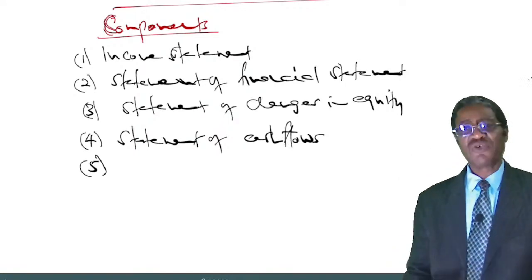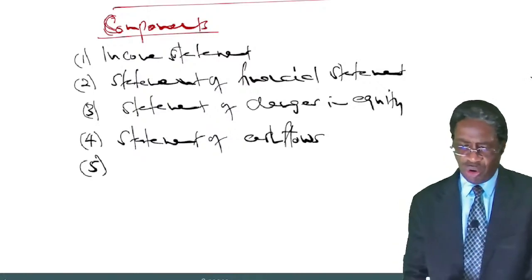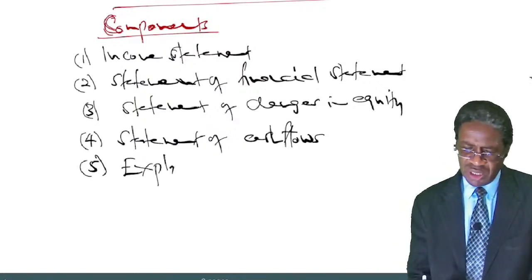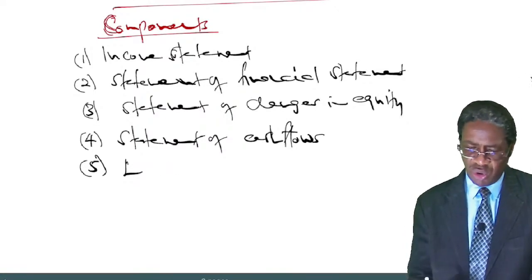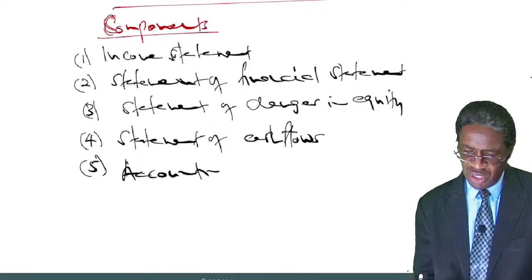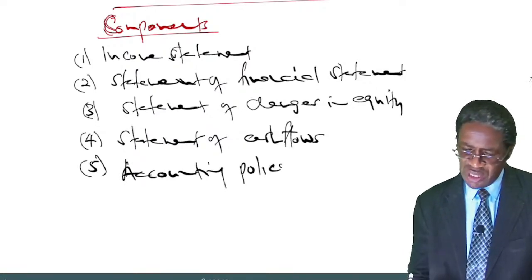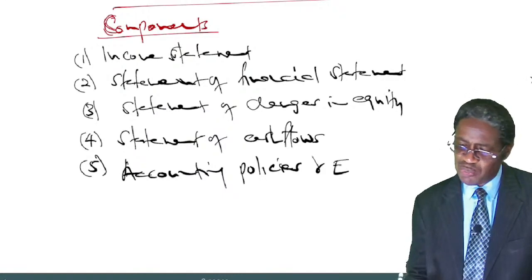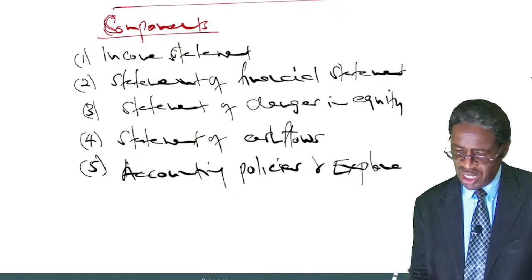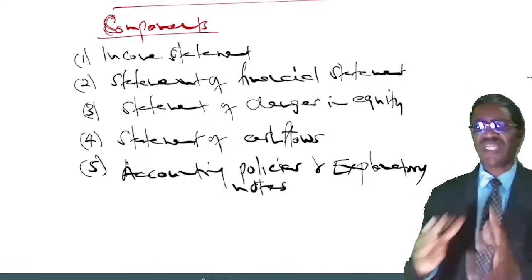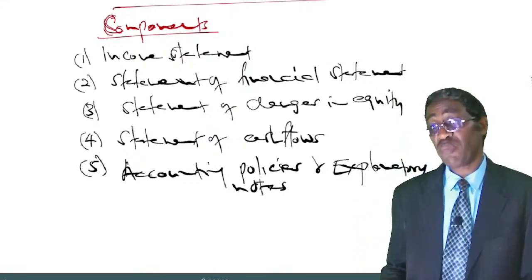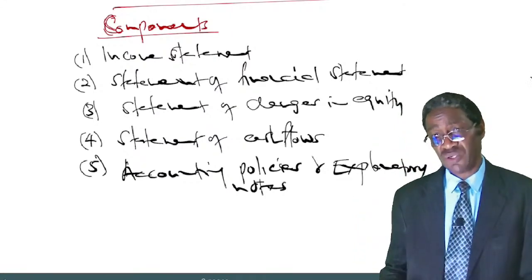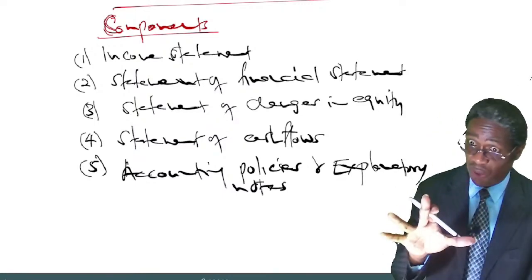Number five, you are required to include what we call explanatory notes. Or we can put it this way, you are required to include accounting policies and explanatory notes. So those are the five components in a complete set of financial statements for publication purposes.